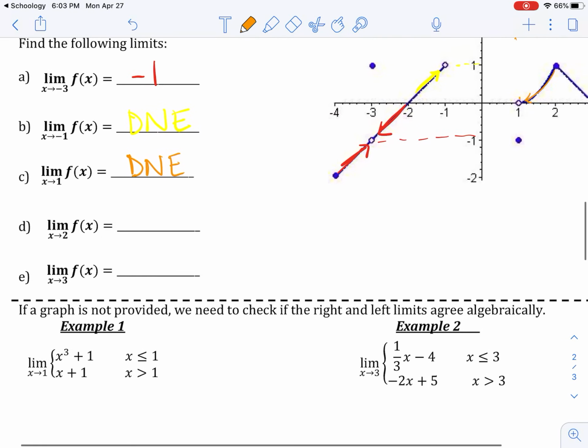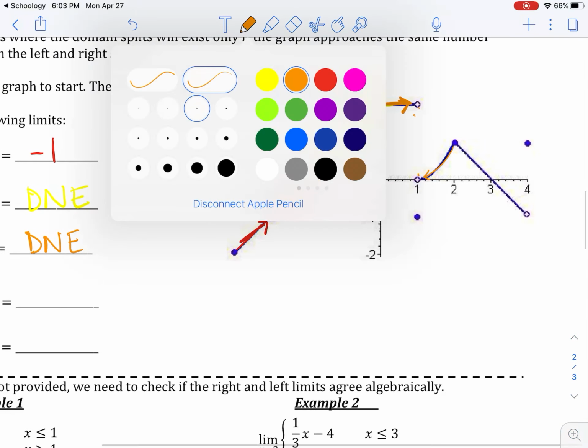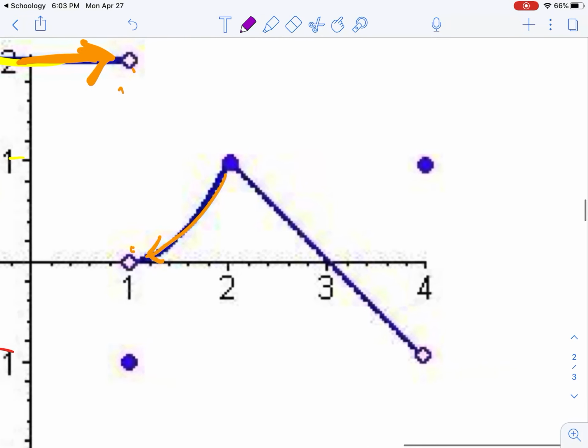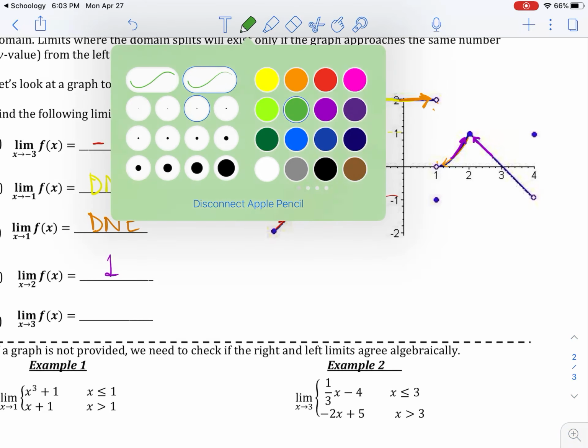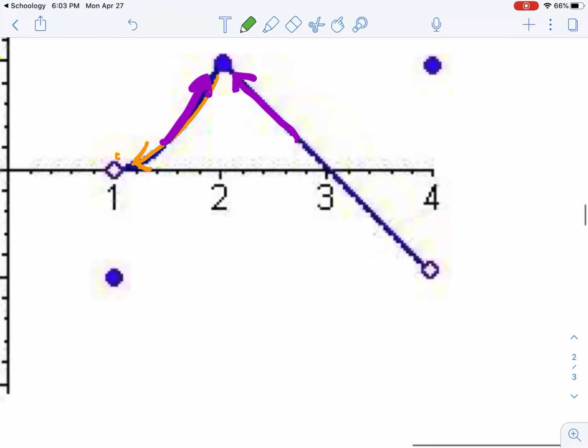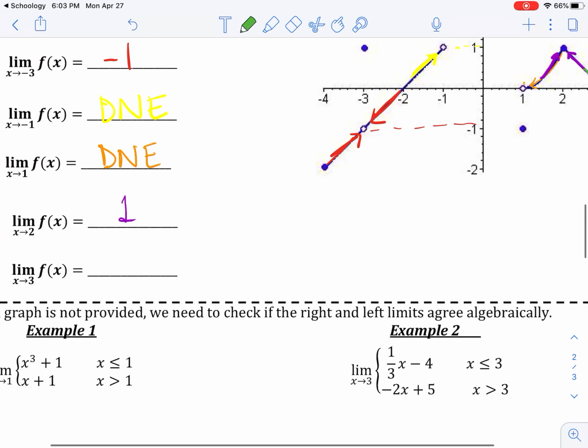All right, next one, the limit as x approaches 2. So approach 2 from the left, I'm approaching the y value of 1. Approach 2 from the right, I'm approaching the y value of 1. So the limit does exist, and it is 1. Last one, the limit as x approaches 3. So here's 3, approach 3 from the left, approach 3 from the right. I'm approaching the same y value, which is 0. So the limit as x approaches 3 is 0.